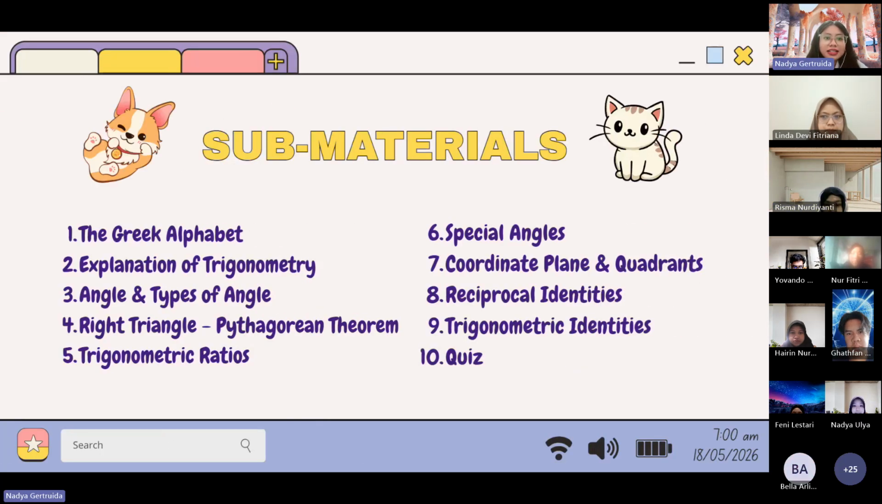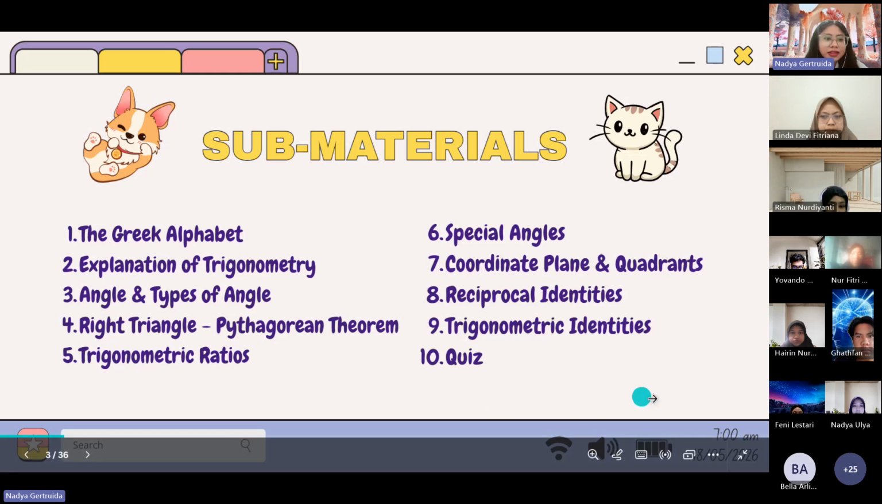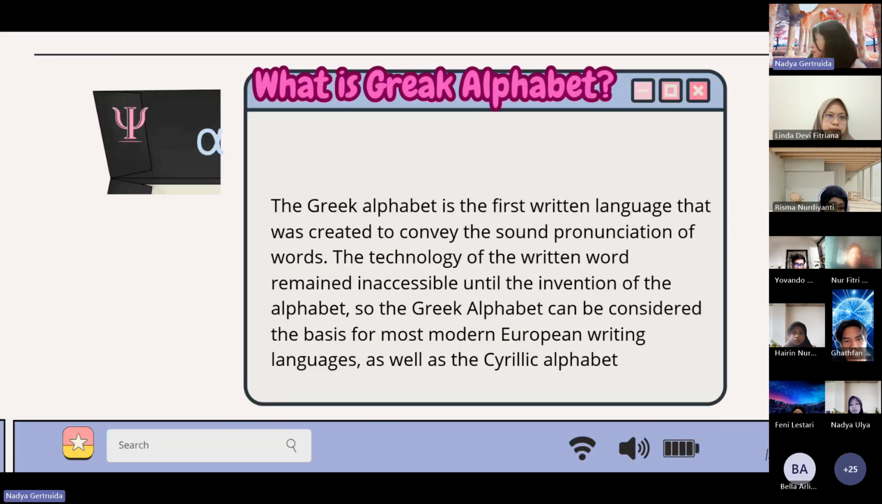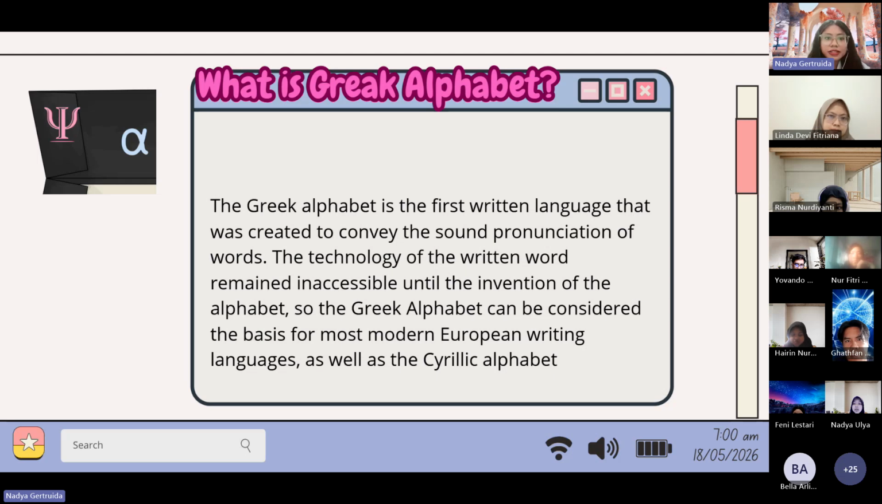Okay, next. This is our sub material. The first one is about the Greek alphabet, and then explanation about trigonometry, angle and types of angle, right triangle, Pythagorean theorem, and then trigonometric ratios, and then special angles, coordinate plane and quadrants, reciprocal identities, trigonometric identities, and the last one is quiz. Okay, the first one will be explained by Nur Fitri.